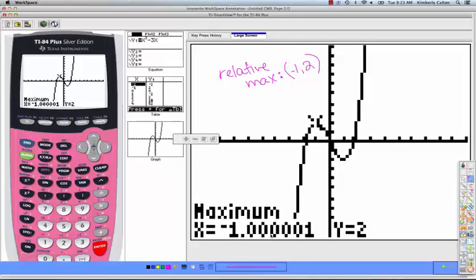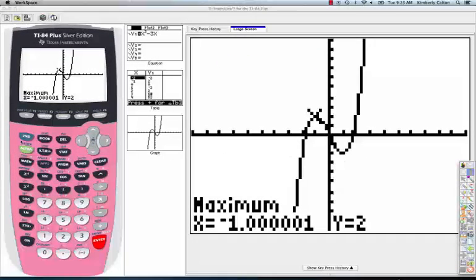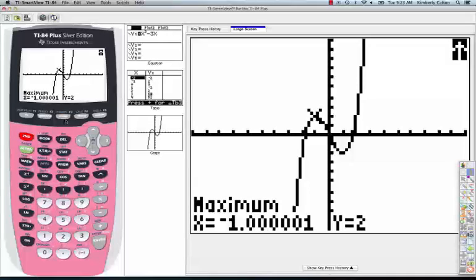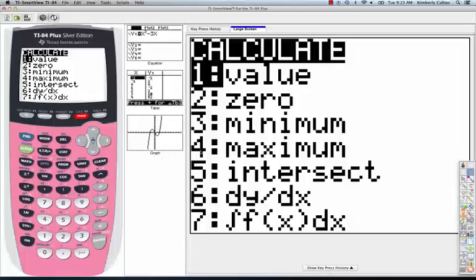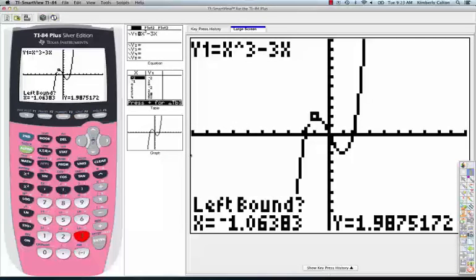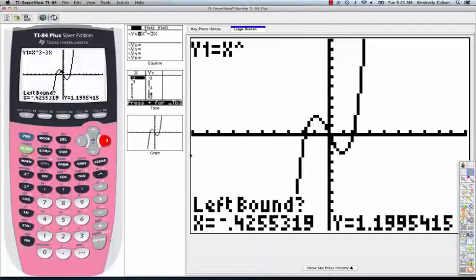Now remember, that's only part of it. We also have to find the minimum. So let's do that. We're going to go back to second, trace. This time we want to find the minimum, so we're going to press 3. Again, I want to be to the left of the minimum. Remember, here is the minimum at the bottom. Right now I'm currently to the left of it.